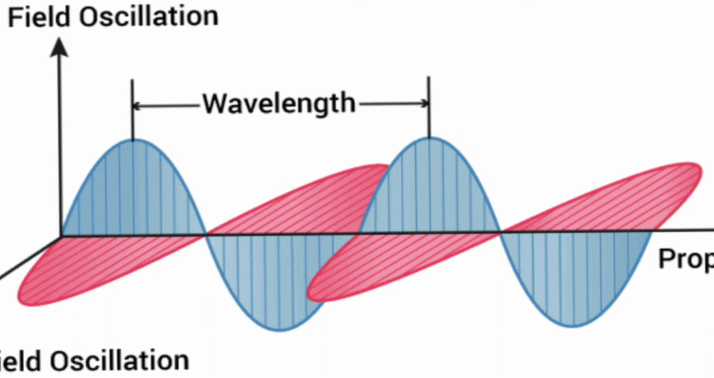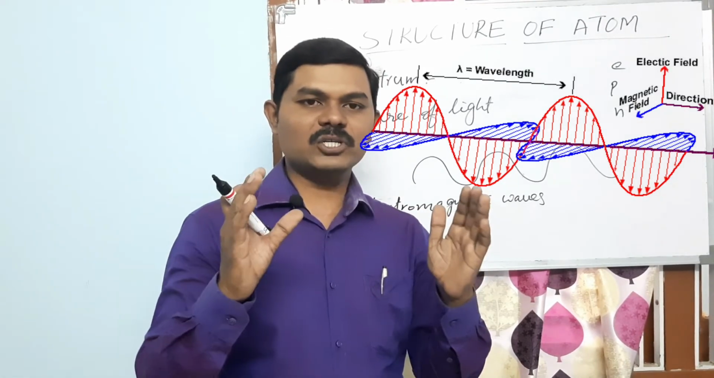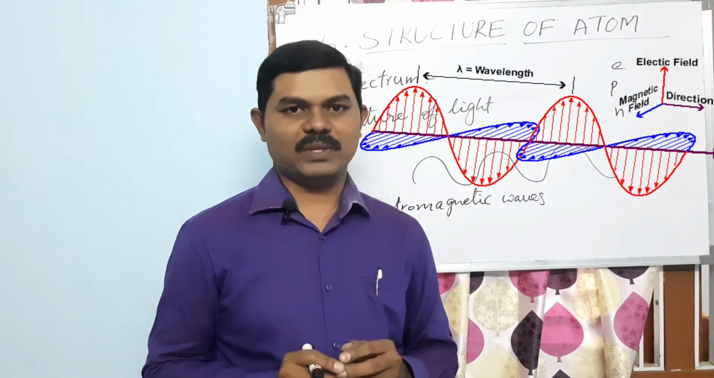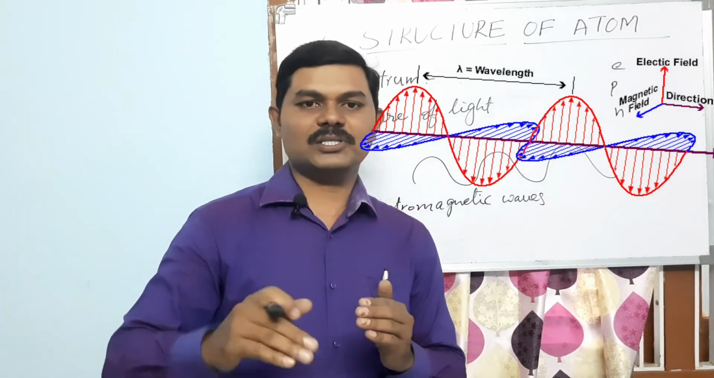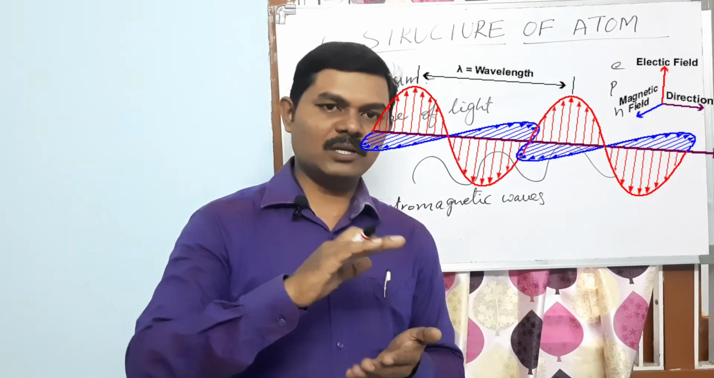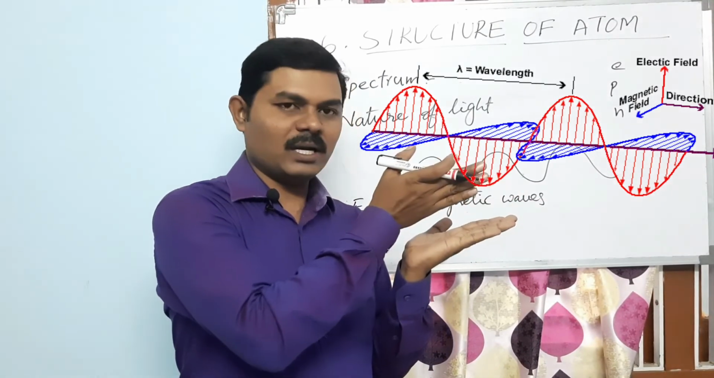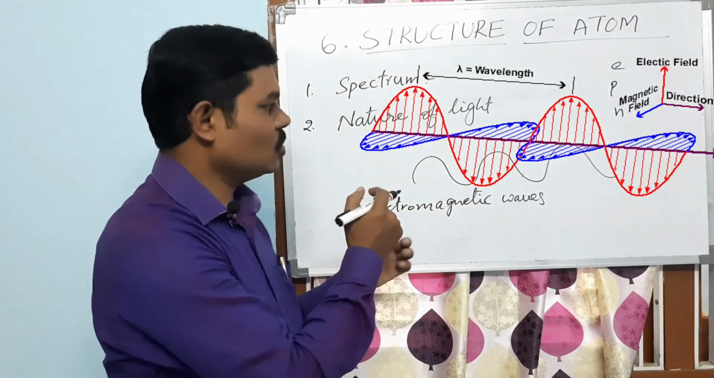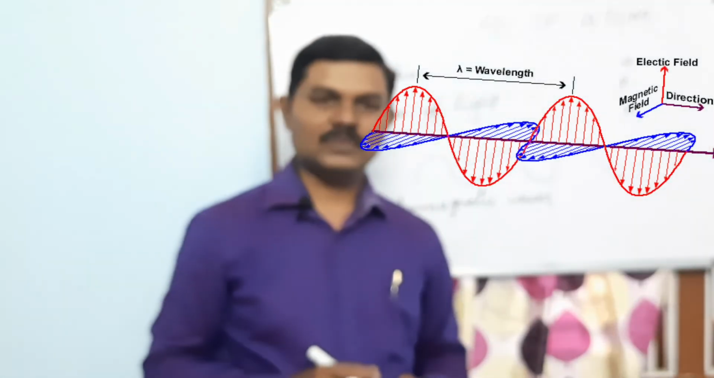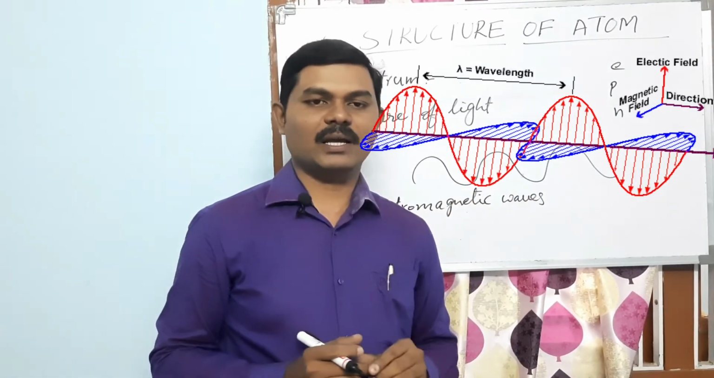This electromagnetic wave is created by the vibration of a charge. Vibration of the charge produces a changing electric field, and the changing electric field creates a changing magnetic field. The electric field and magnetic field travel perpendicular to each other. Suppose the electric field is traveling in the horizontal direction, the magnetic field will be in the perpendicular direction. Both travel in perpendicular directions and create the electromagnetic waves. So light need not travel in any medium. Light can travel in vacuum also.